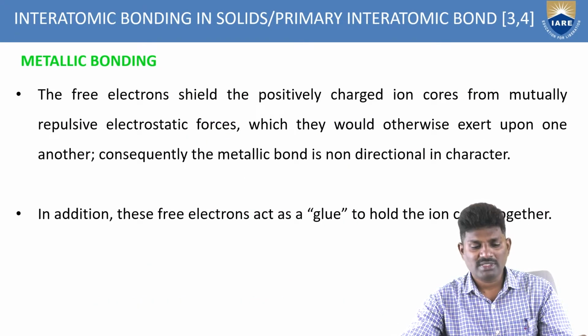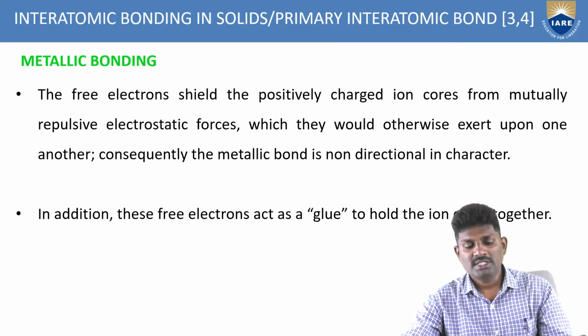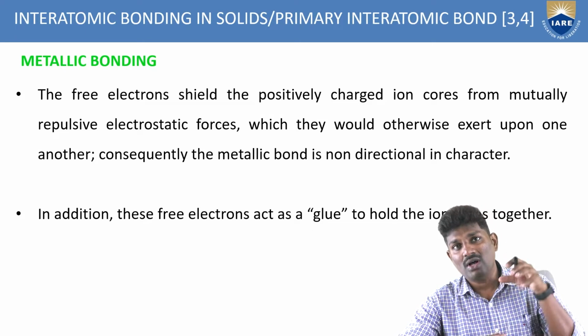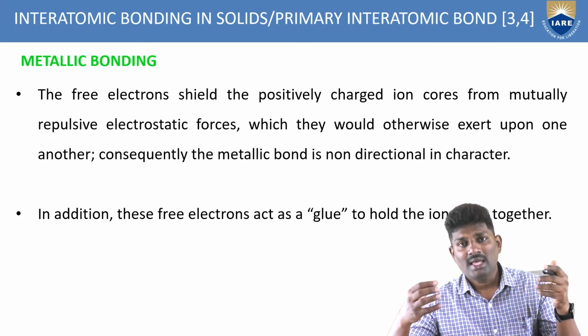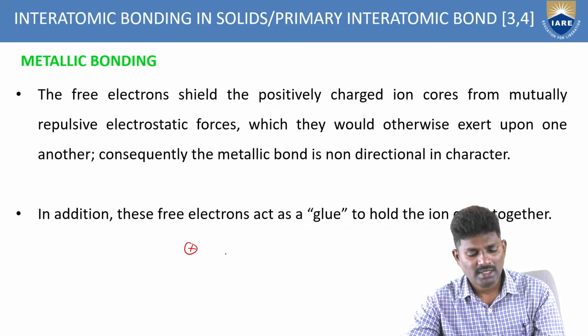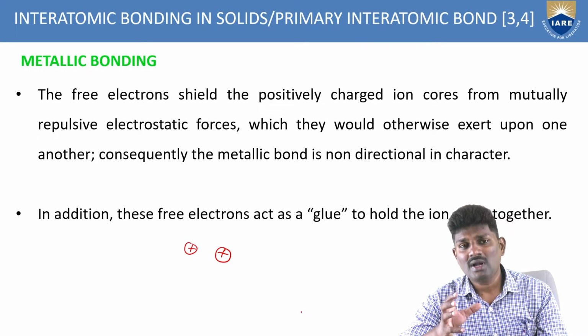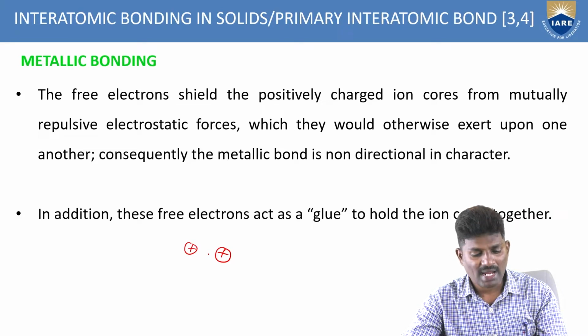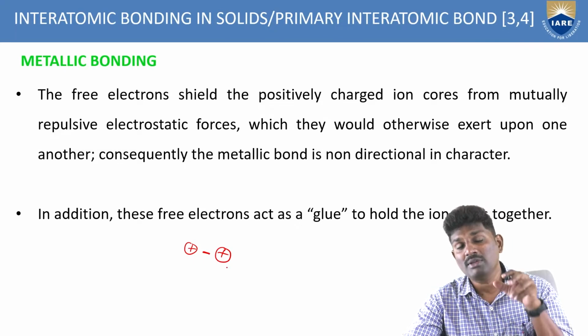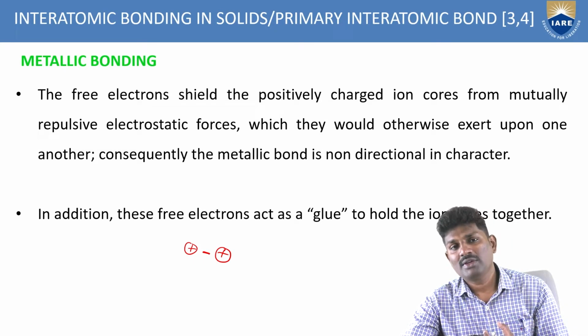The free electrons we see in the schematic figure shield the positive charge ion cores from the mutually repulsive electrostatic force which they would otherwise exert on one another. What happens if there are same charges side by side? There is a repulsive force, but we should not get a repulsive force. Since it is a bonding, we have to get different charges. So we are adding some negative pole here. Because of this negative charge, they attract each other. Instead of repulsing, we are attracting the atoms inside.